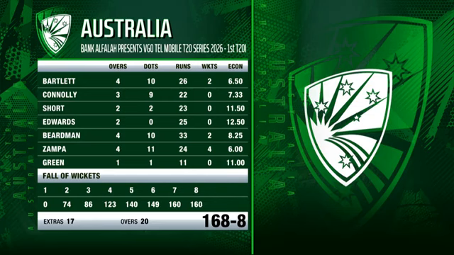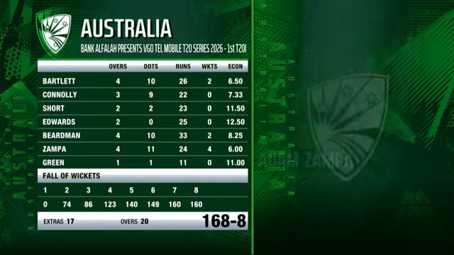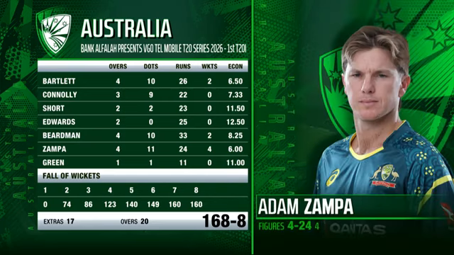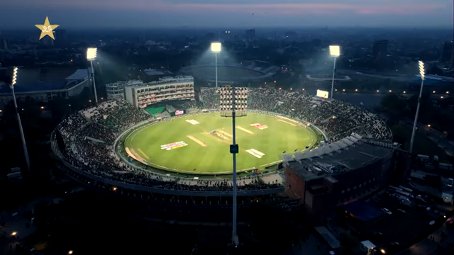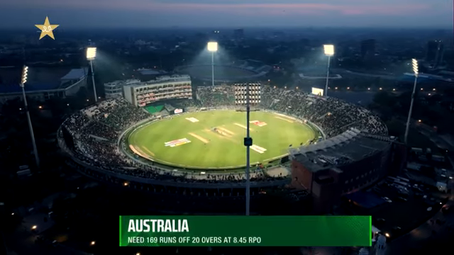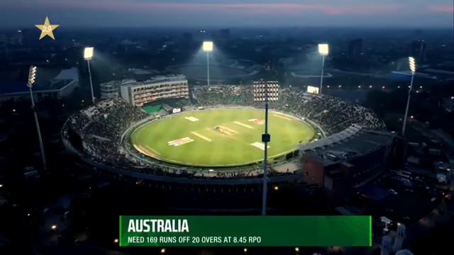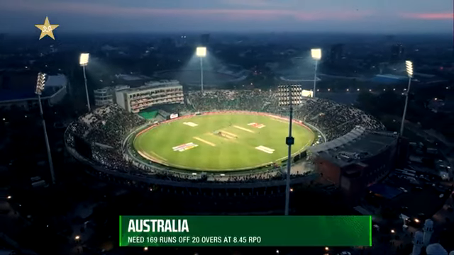Plenty of options engaged, and standout performer as far as wickets column is concerned: 4 for Zampa, 2 for Beardman and 2 for Bartlett. That's the target for Australia: 169 off 20 overs at 8.45 runs per over.